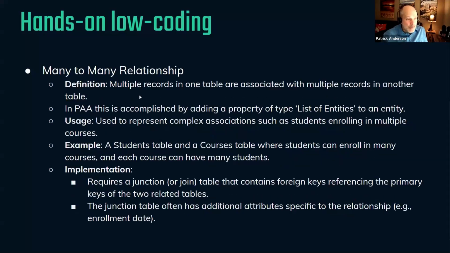In a many-to-many relationship, multiple records for one table are associated with multiple records in another table, and this, of course, requires a relationship table. In PlantSnap, we do this by creating a property called list of entities, and this will automatically create the relationship table. Down here where it says requires a junction or a join table that contains foreign keys referencing, PlantSnap does this for you. So it creates the foreign keys that reference the other two tables in the junction table. So just a quick review of what we're looking at here.